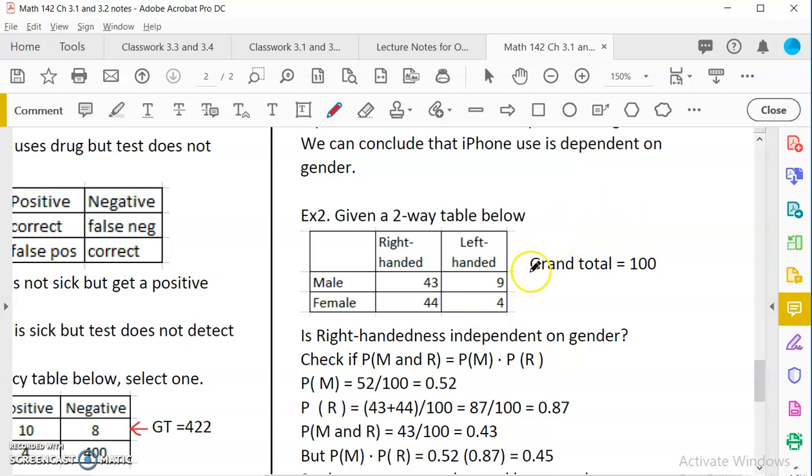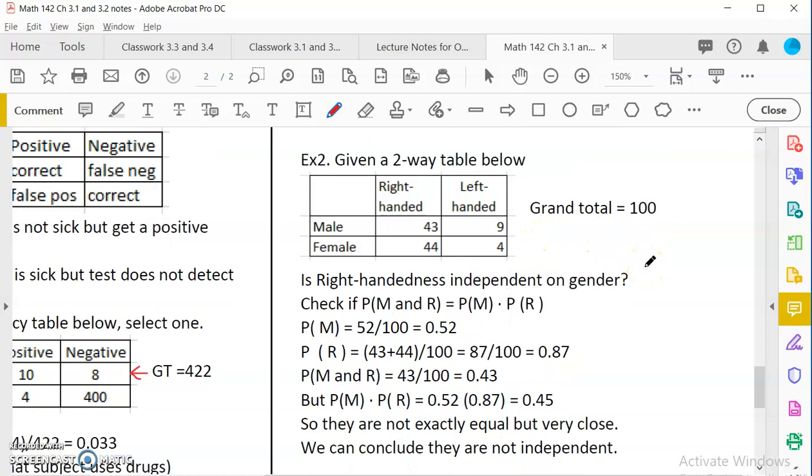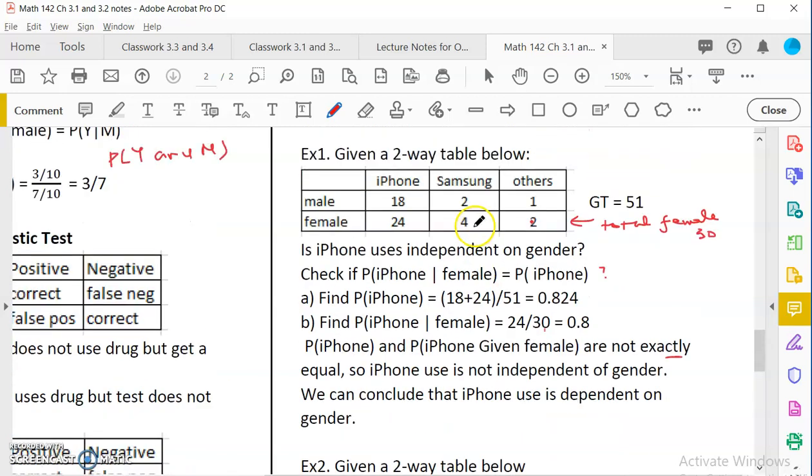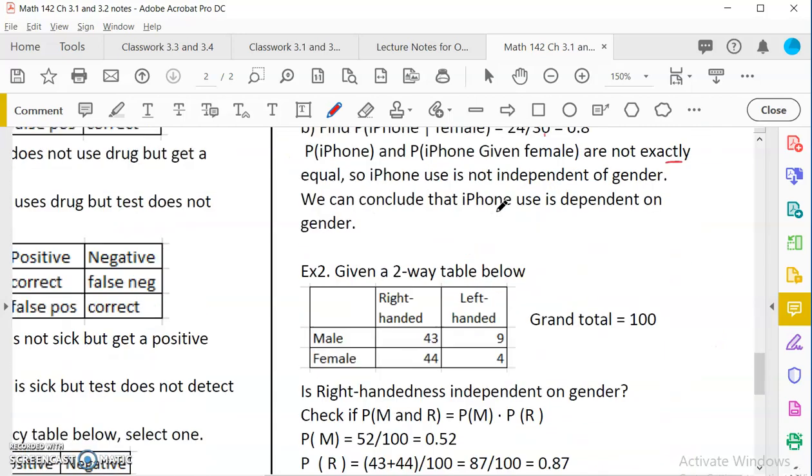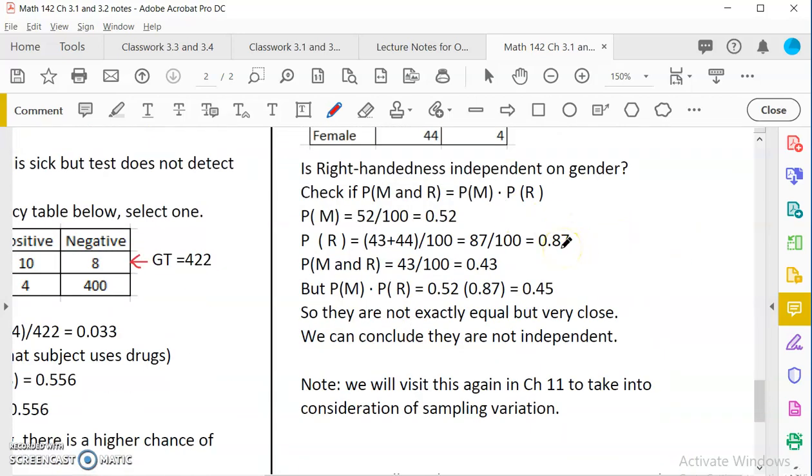Another example, because it's a very important concept, looking at two categorical variables to see if they are independent or dependent on each other. Like left-handedness and right-handedness, is it dependent on gender? Is right-handedness independent of gender? Does male or female have a higher percentage of right-handedness? So what we can do is use the other method, which is the first one: probability of A and B equals probability of A times probability of B. If they're equal, they're independent.